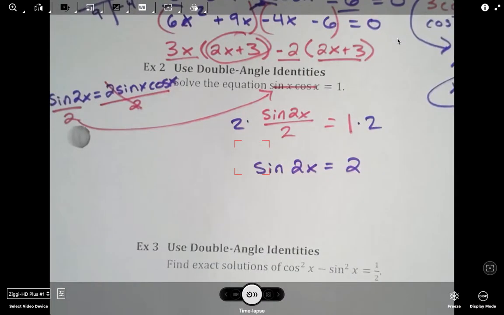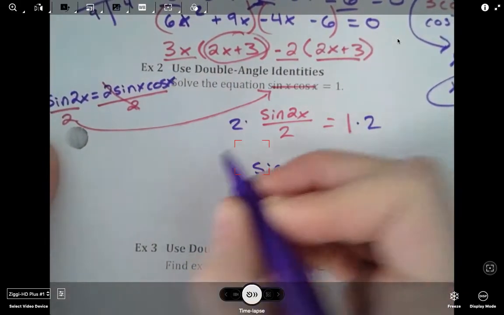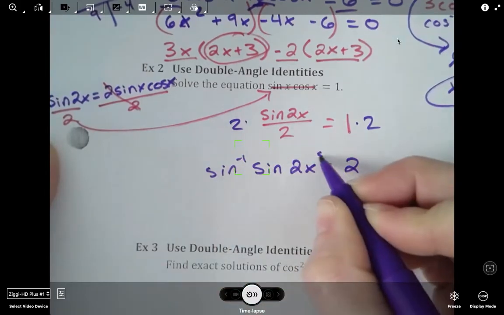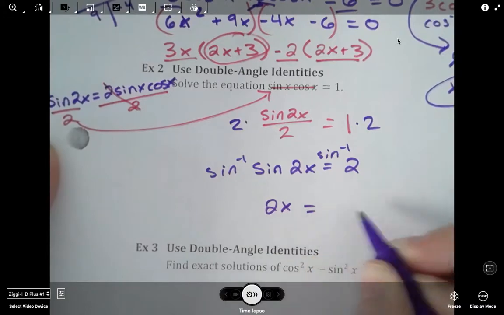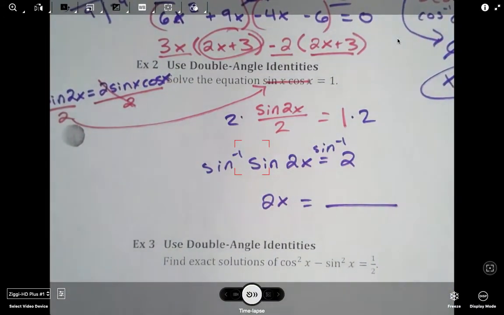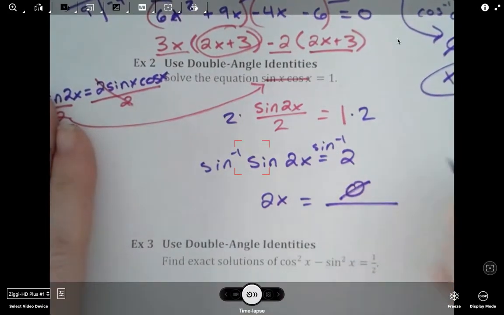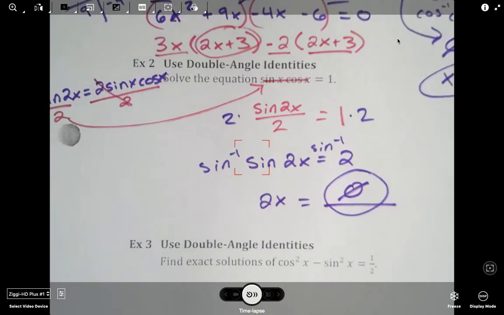And then you remember solving these from a while back? We would try to get the 2x by itself. So don't divide the 2 over yet. We want to do inverse sine first. And then you would have 2x equals that number, and then you would divide by 2, okay? But what is inverse sine of 2? Where does the sine function hit 2? Never. It doesn't. So this one will have no solutions, because no solutions divided by 2 is still no solution. So you can't get an answer. Does that make sense? That was kind of a weird one.